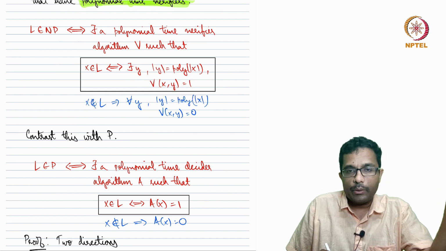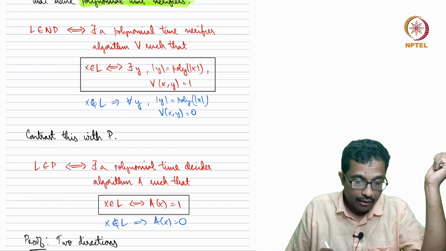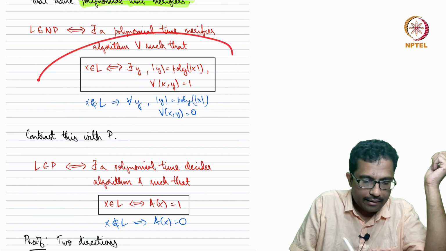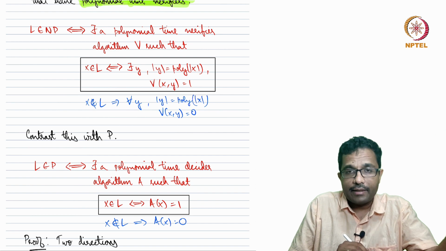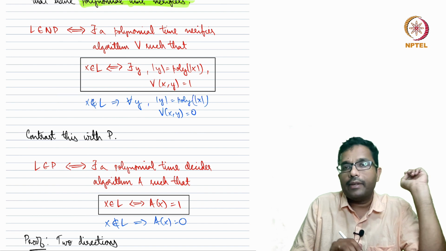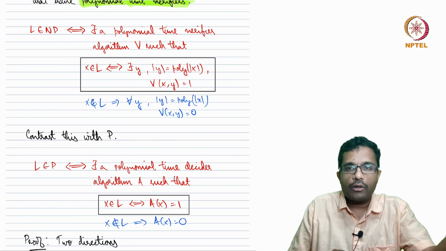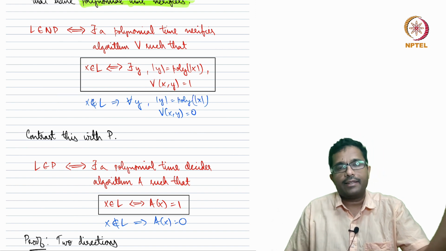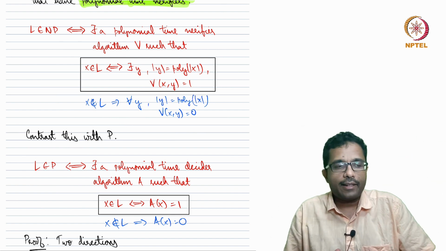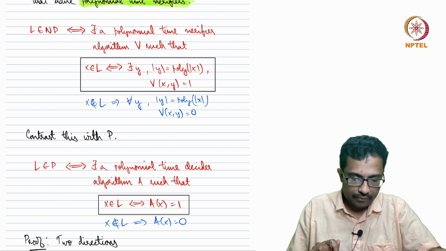So if x is in the language, the decider will accept, and if x is not in the language, the decider will reject. Whereas in the case of NP, if x is in the language, there is a certificate string that can be used by the verifier to verify that x is in the language. If x is not in the language, no matter what certificate string you try, it should not work, right? Otherwise it doesn't make sense. Because if, let's say, the graph is not 3 colorable, then whatever 3 coloring you try should not lead to a proper 3 coloring, right?